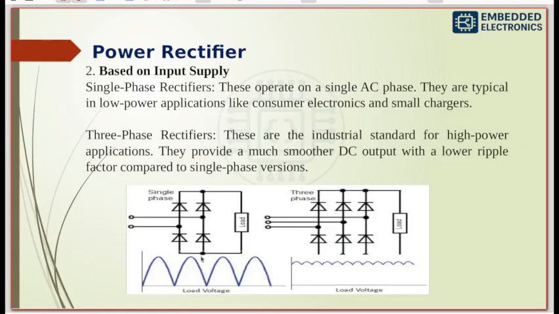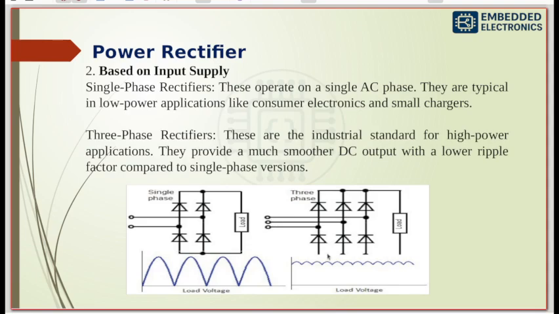So even though the input is swapping back and forth, the output always flows through the load the same way. However, there is a tiny problem. When the AC is swapping, the power hits zero, which is why you see those big humps in the graph. Here you can see the big humps, right? But here there are no big humps. In single phase rectifiers there are two inputs, but in three phase we have three input terminals.